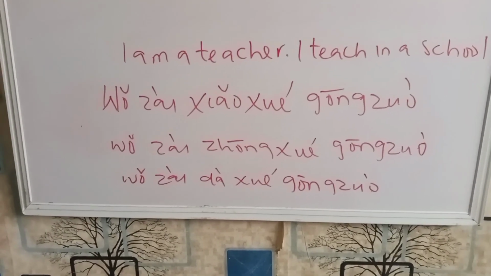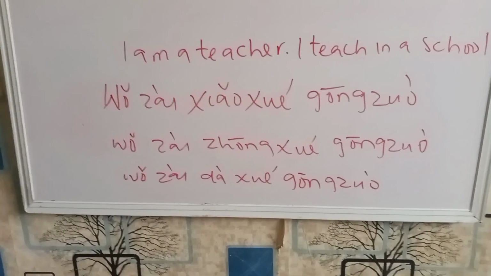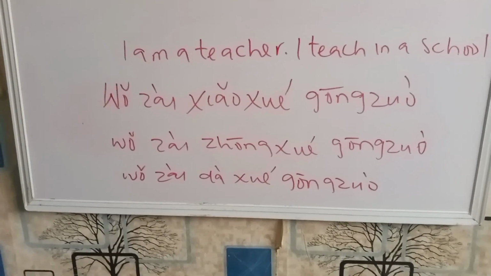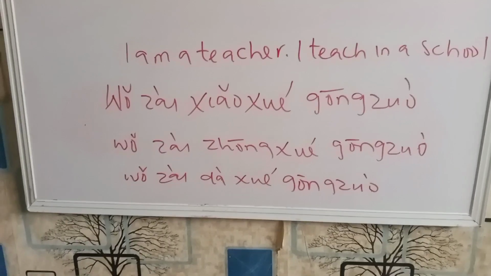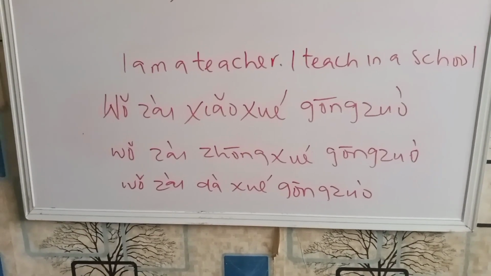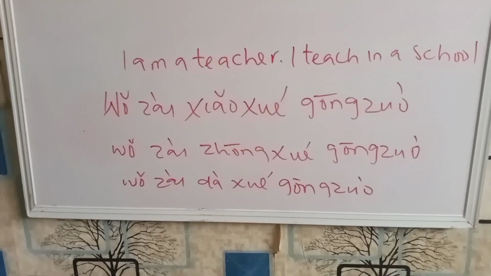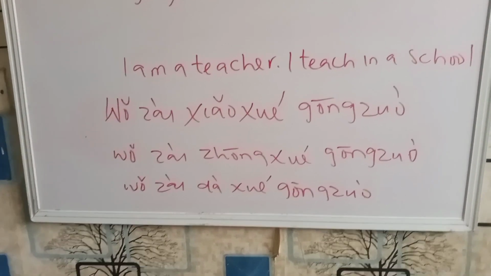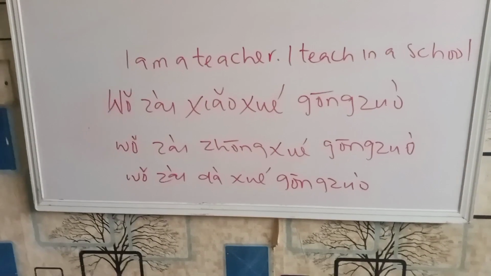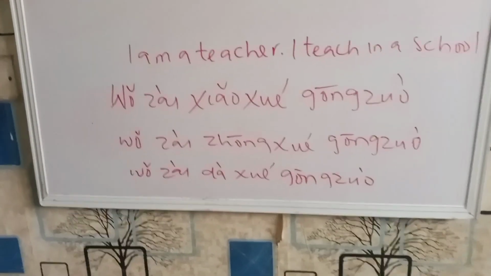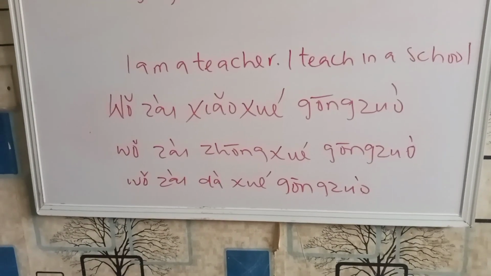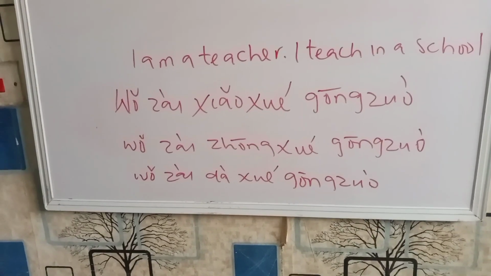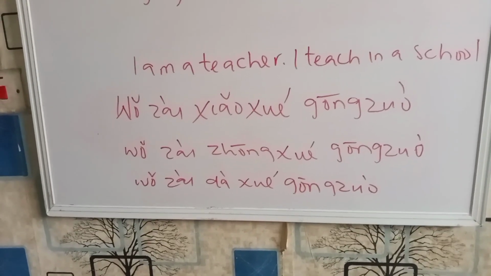Is it a primary school? Is it a secondary school? Is it a university? To say you work in a primary school is 我在小学工作. 小 is small, little. So that's like primary school. 我在小学工作. The second one is 我在中学工作.